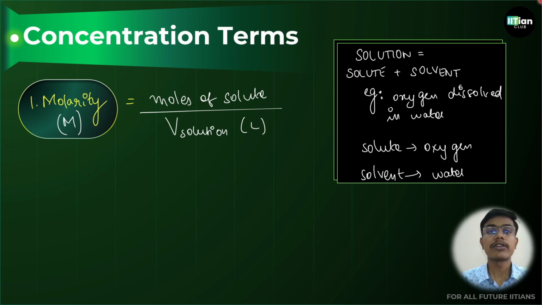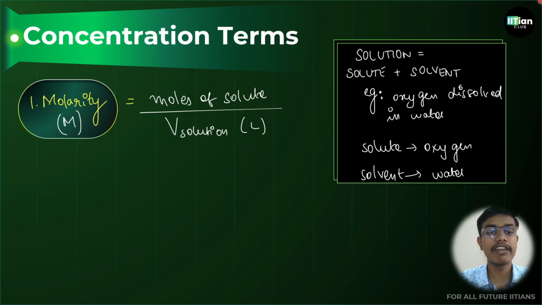The next topic is concentration terms. This is the most important topic, the most foundational topic, I would say. This will be used in the entire physical chemistry. The three most important concentration terms which are asked more frequently in JEE Mains are molarity, molality and mole fraction. Molarity is the number of moles of solute per liter of solution.